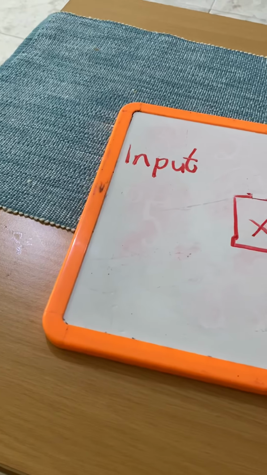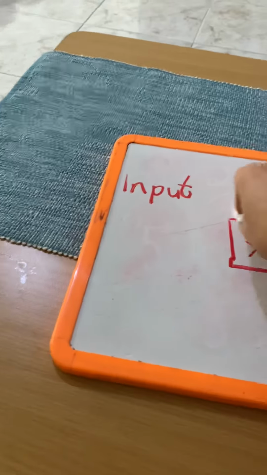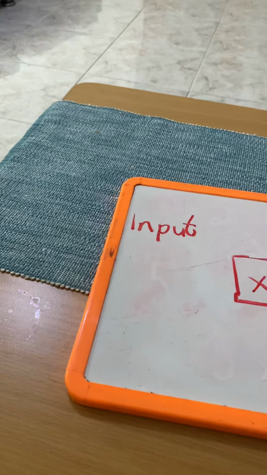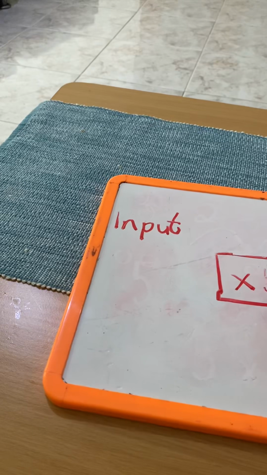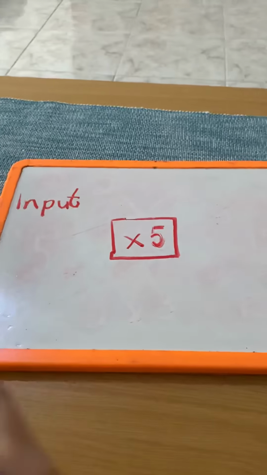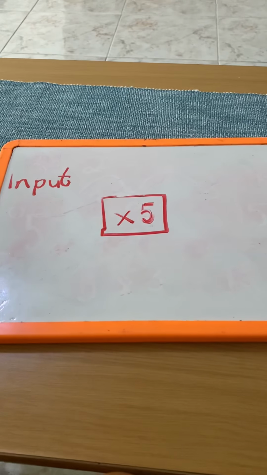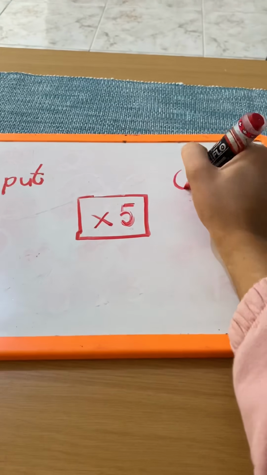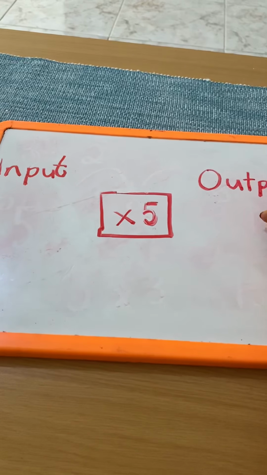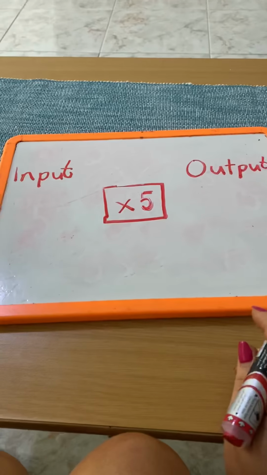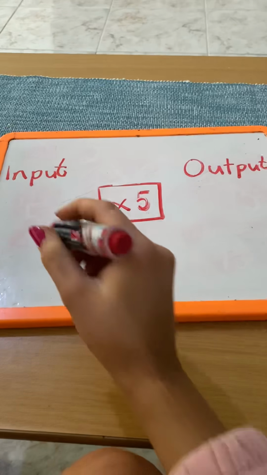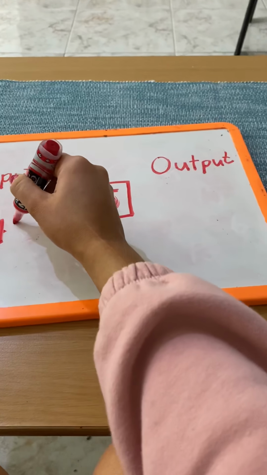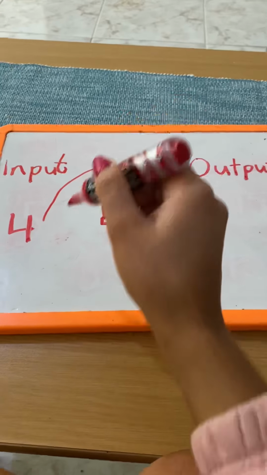So, we're going to change the number in our function machine. So it used to multiply everything by 3. Now we're going to change our number to 5. So this time, the function of the function machine is to multiply the input by 5. So we're going to pick a number to put into the function machine. I'm going to pick the number 4. So the number 4 is the input. It's going into the function machine.